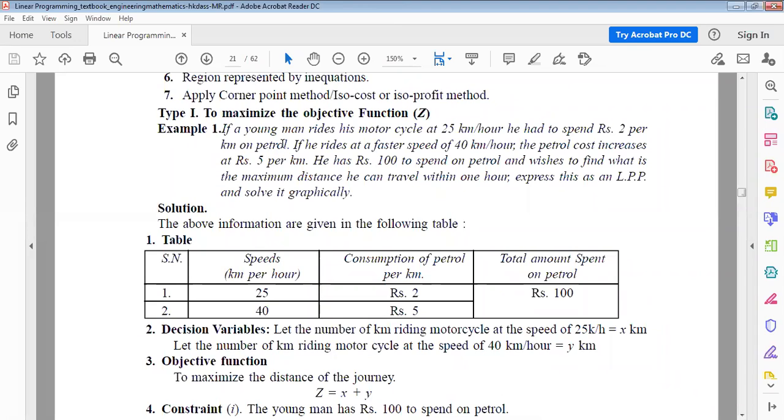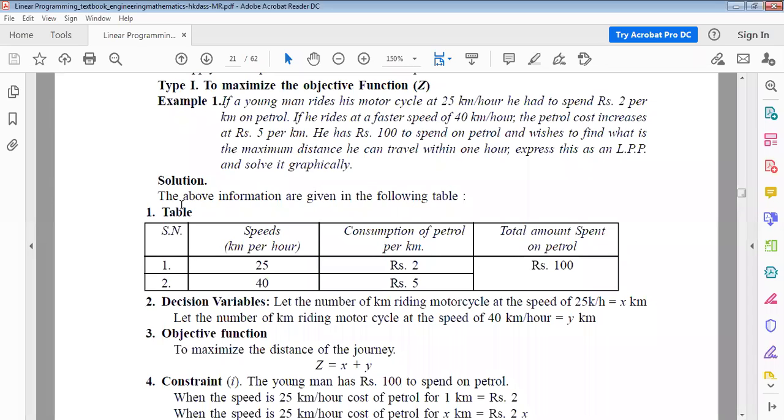Now there is an application of the linear programming problem, a real life example. If a young man rides his motorcycle at 25 km per hour, he has to spend 2 taka per kilometer on petrol. If he rides at a faster speed of 40 km per hour, the petrol cost increases to 5 taka per kilometer. He has 100 taka in total to spend on petrol, and wishes to find the maximum distance he can travel within 1 hour. Express this as a linear programming problem and solve it graphically.